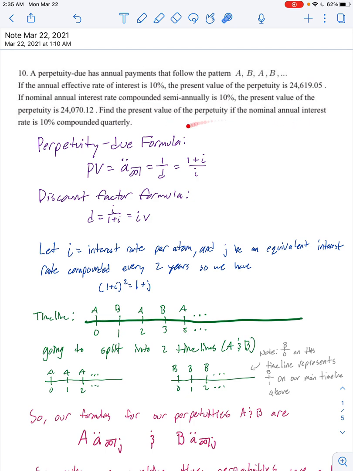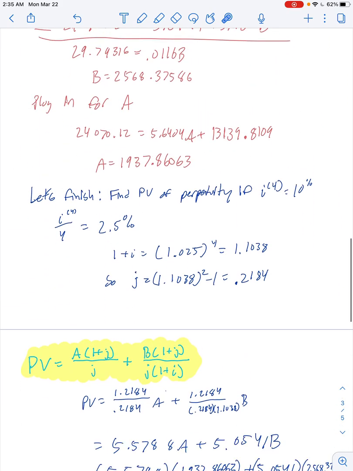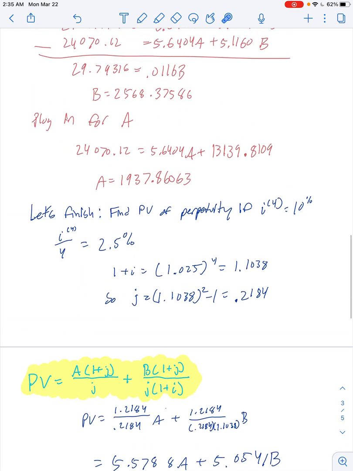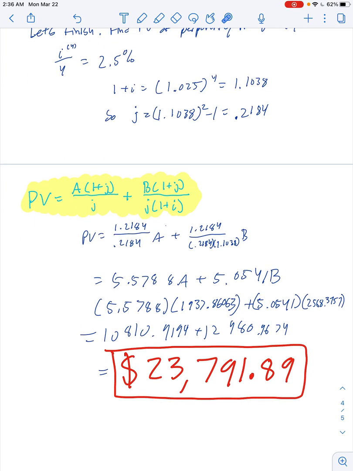The nominal interest rate is 10% compounded quarterly. All right, keyword quarterly. That means divide I by 4, 2.5%. Plug that in, get J. Going to go back to our main formula here to finally finish this really long problem. And just more plug and chug, you get this answer finally. And that's how you do that.